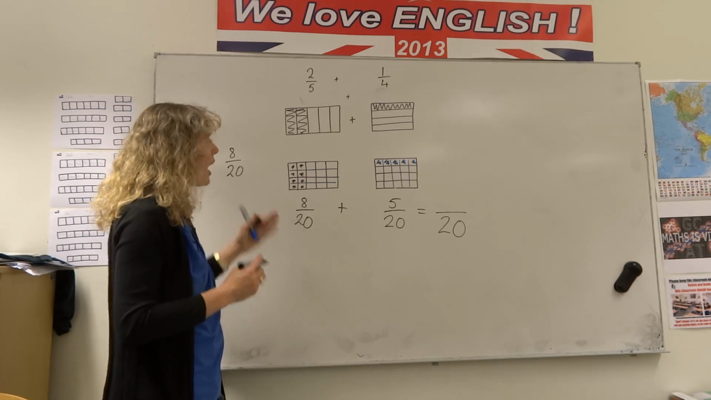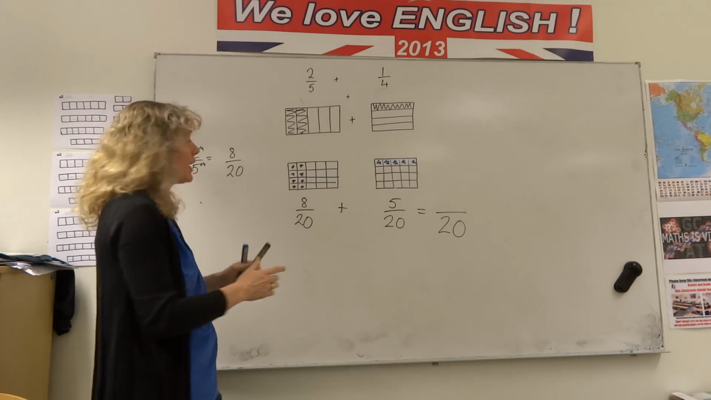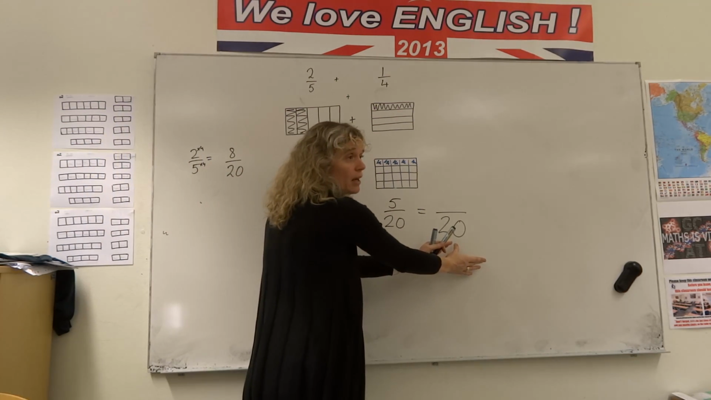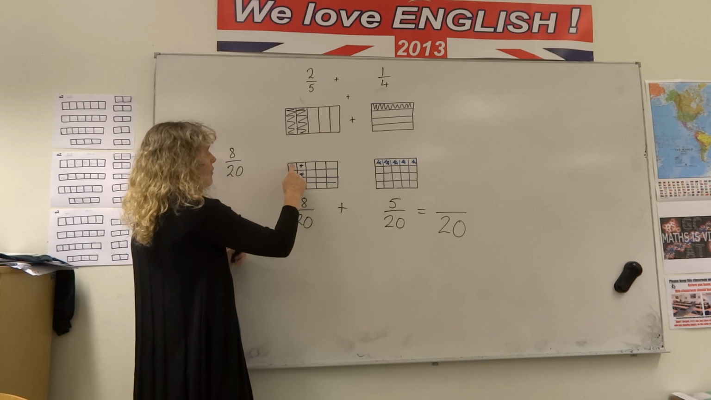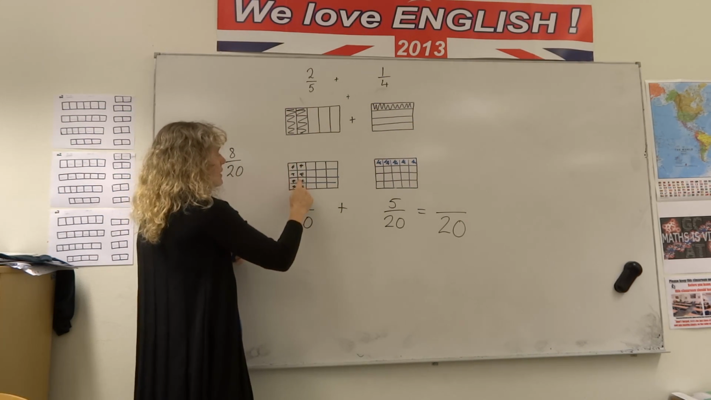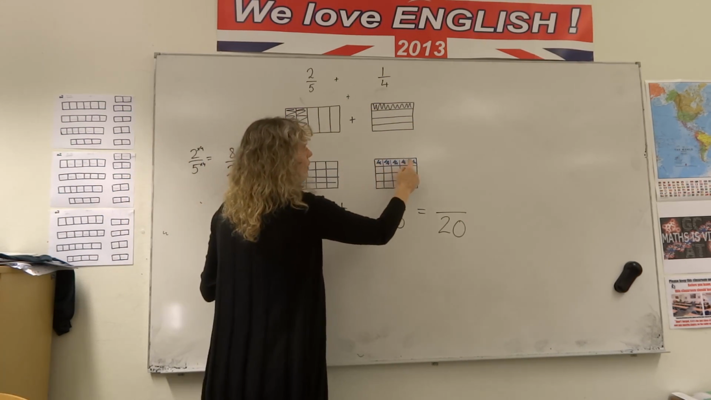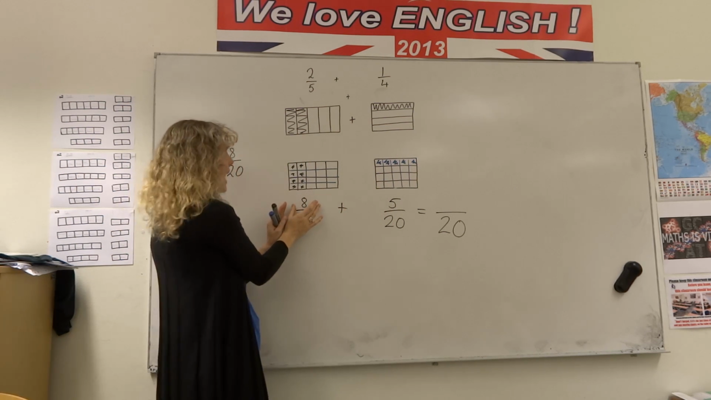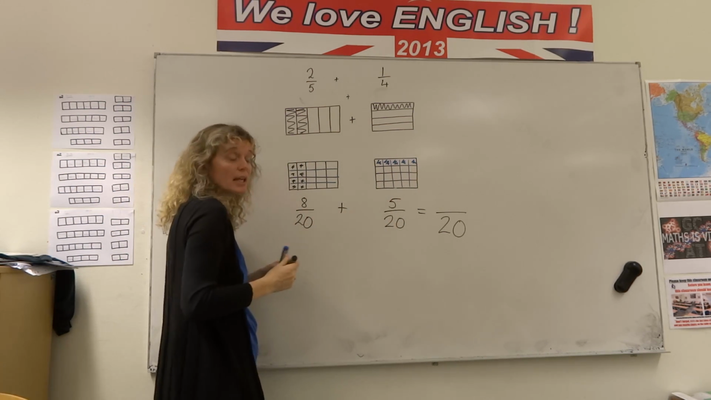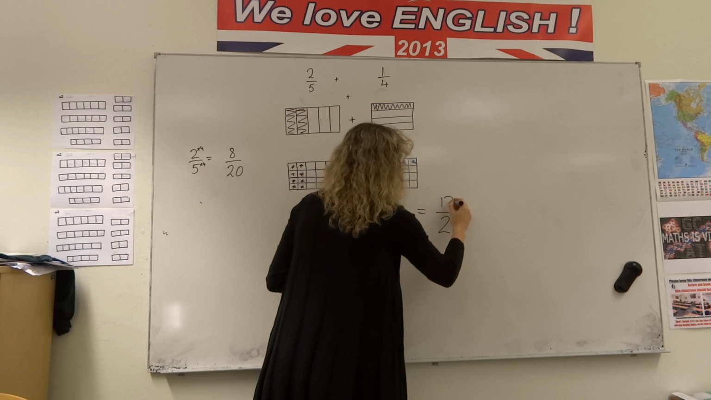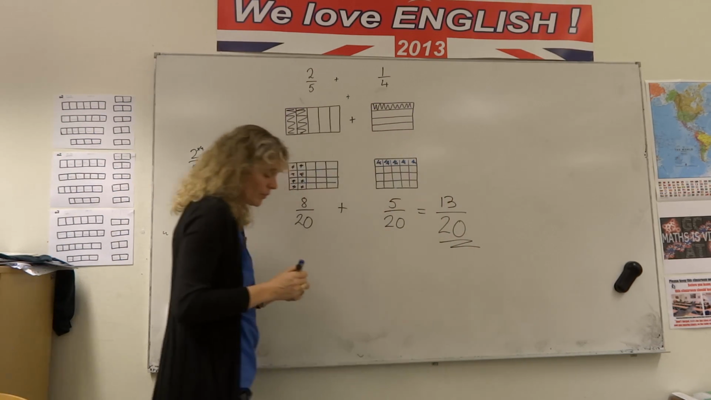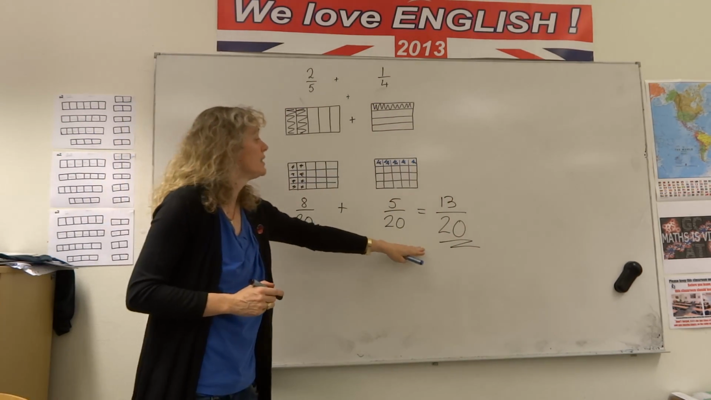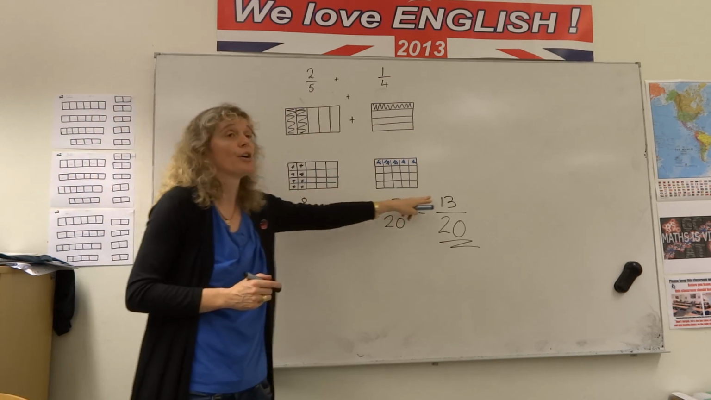We're counting in how many 20ths do I have? I don't suddenly have 40ths down here. I'm saying how many 20ths do I have? 1, 2, 3, 4, 5, 6, 7, 8, 9, 10, 11, 12, 13. And we get that by just adding 8 plus 5, giving us 13. So the number of 20ths that I have is 13 20ths.